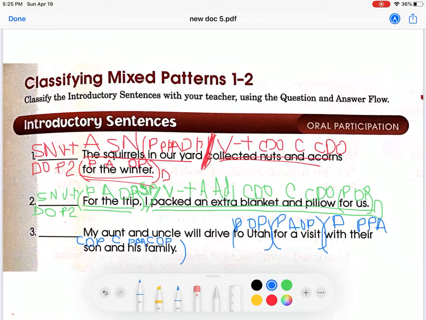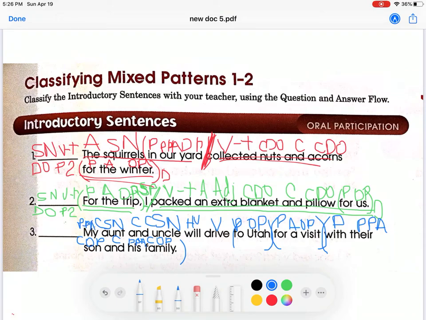So now let's see what we have left. My aunt and uncle will drive. Okay, so who is the sentence about, or what is the sentence about? Well, who is it about? It's about the aunt and uncle. So we have subject noun, SN, subject noun, SN, and there's a conjunction between. So that must mean they are compound. So what's being said about the subject? The aunt and uncle will drive. So we have a helping verb and our main verb. Okay, and then we have the word my. So whose aunt and uncle? My aunt and uncle. Again, another possessive pronoun adjective.